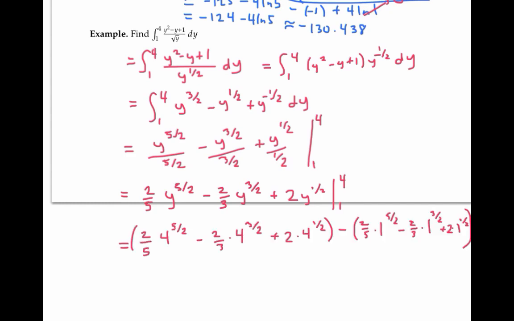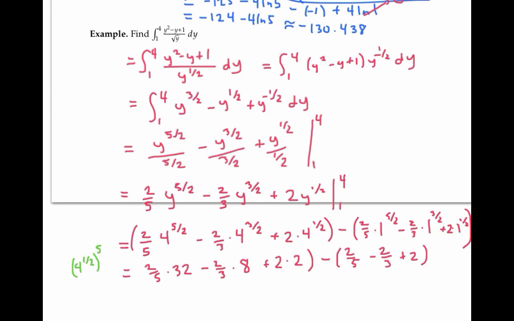Now 4 to the 5/2 is the same thing as 4 to the 1/2 raised to the 5th power. So that's 2 to the 5th power, or 32. Similarly, 4 to the 3/2 is 4 to the 1/2 cubed, so that's 2 cubed, or 8, and 4 to the 1/2 is just 2, and 1 to any power is just 1. And after some arithmetic, I get an answer of 146/15.